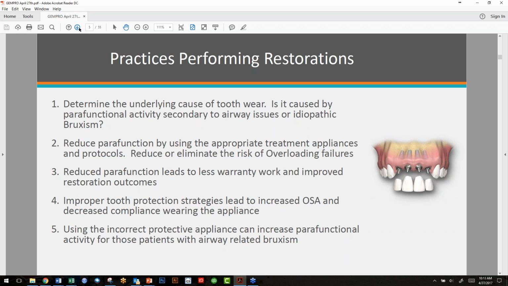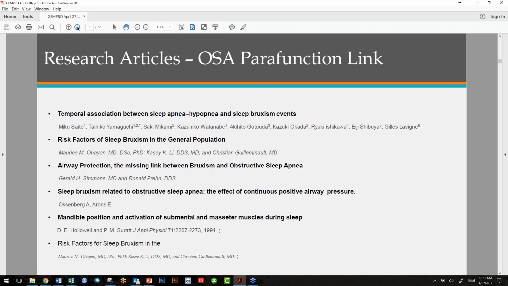Improper tooth strategies can lead to increased OSA. We've talked about that. And incorrect protective appliances can increase the parafunctional activity. So even though you might have something protecting the teeth, we might be chewing on that more because we're causing more airway triggers, and as a result, more parafunction. Okay, so we're making some bold statements here. So I wanted to back it up with a little bit of research that we've done.